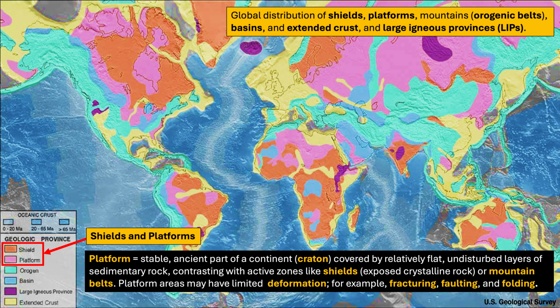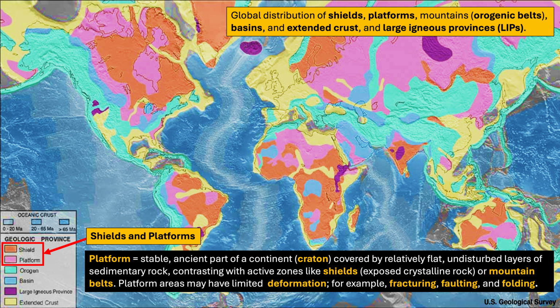So the platform is a stable ancient part of a continent. The craton, in fact, is that stable part that underlies a platform. And then the areas where all of the sedimentary rocks and most of the sediments, in fact, have been scraped off of those sort of areas. So this is the map of the world showing you these things, and they are distributed around the world on the continents, but primarily the continents.